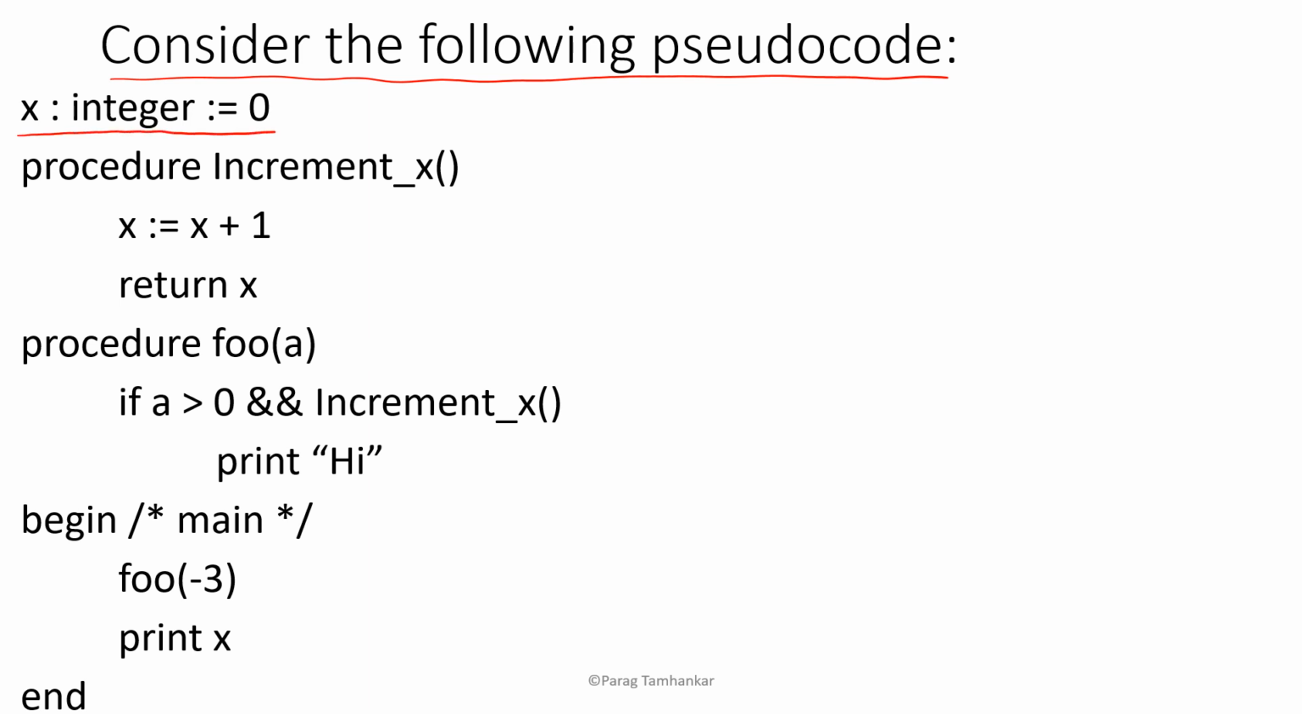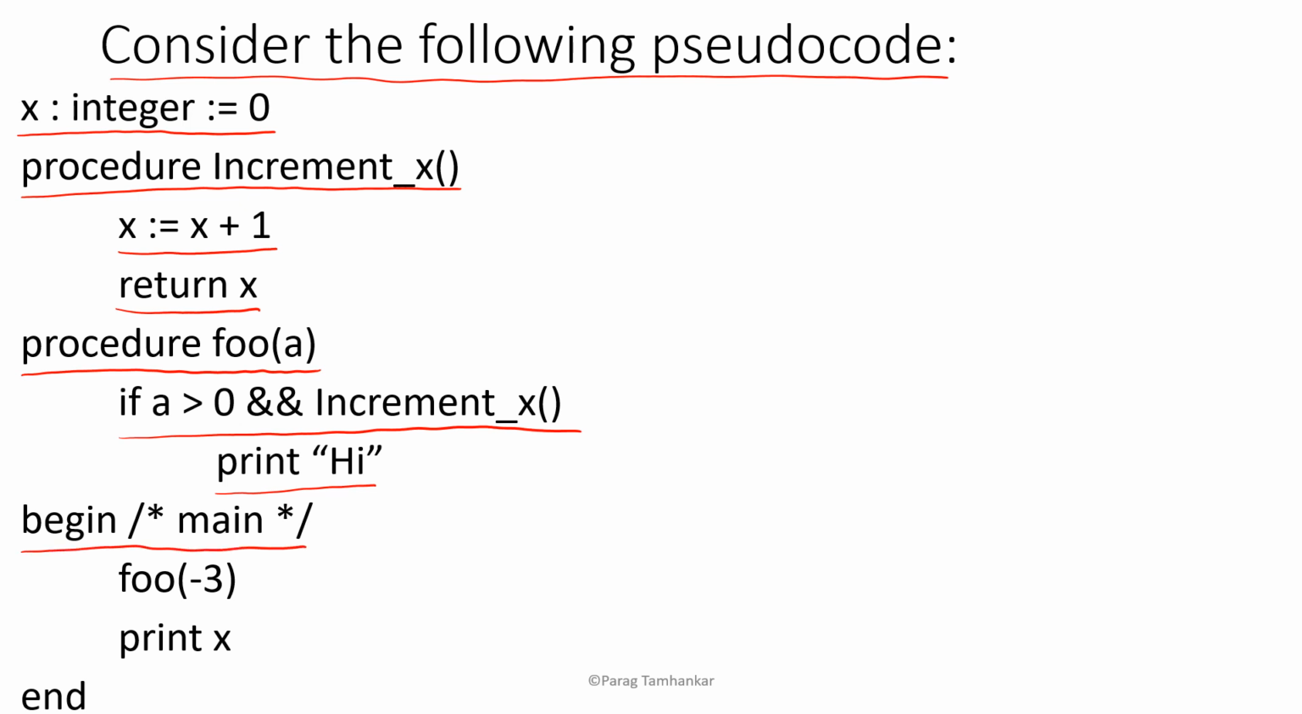Variable x is declared, integer variable x is declared with initial value 0. We have procedure increment x, which simply increments the value of x by 1 and returns it whenever called. We have procedure foo, which takes one argument. Then we have an if condition over here. If this condition is true, then we print a message hi. This is the code for main, which contains call to foo, and finally we are printing the value of x.